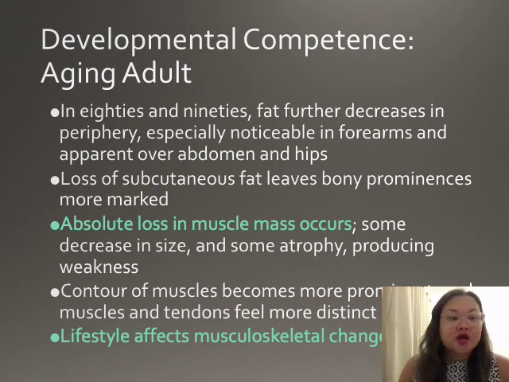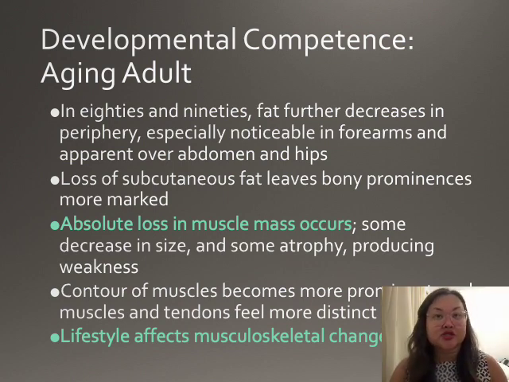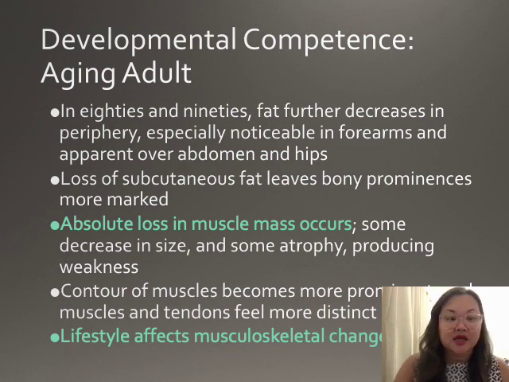There's an absolute loss in muscle mass that will occur. Sometimes it decreases in size and atrophies, and therefore you're going to have more weakness as well. The contours of the muscles itself start to change. And remember, all of this also has to do with lifestyle. The more active you are, you might see the changes more slowly, and the less active you are, you might see it more readily.